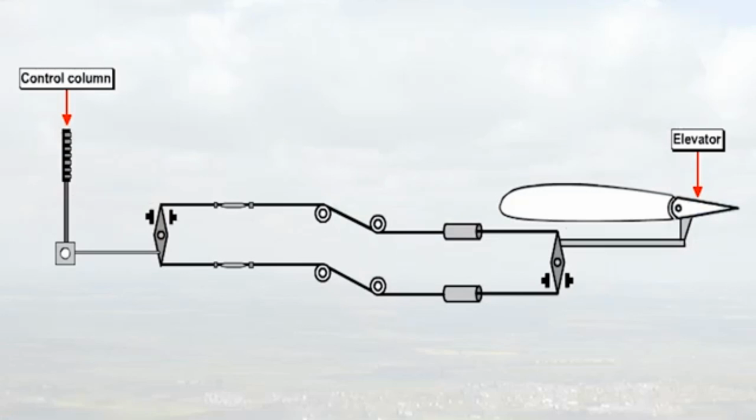Pitch control can be obtained through the use of either elevators, flying tailplanes or canard control. For the purpose of this lesson, we'll assume that our aircraft has elevators fitted to the tailplane. If that is the case, then rearward movement of the control column causes upward movement of the elevator, which causes the aircraft to pitch nose upwards, and vice versa.